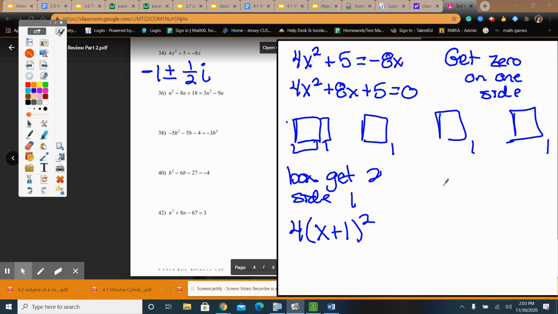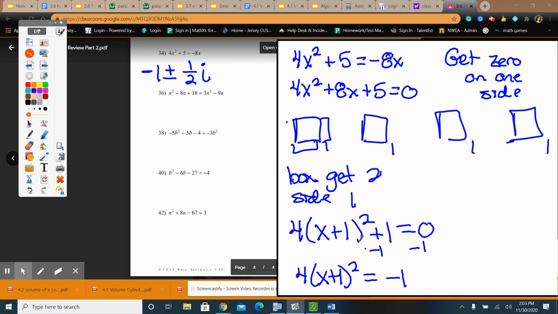Which means there's 4. But I actually have 5. So I need to add 1 more to get to the 5. And then that equals 0. And now I can solve this. I would subtract 1 from both sides. I get 4 times x plus 1 squared equals negative 1.